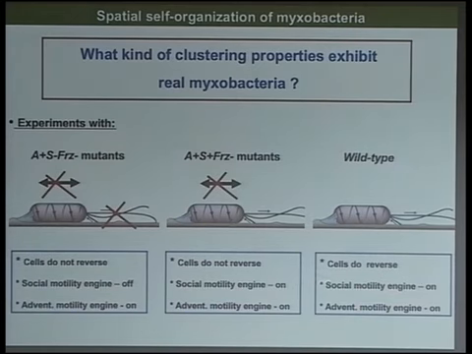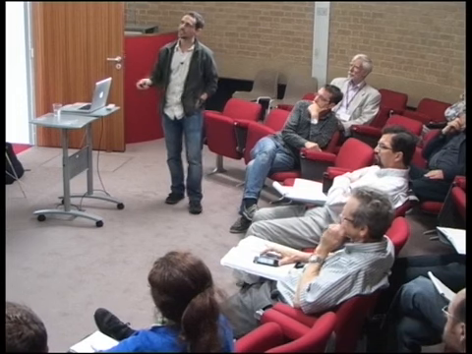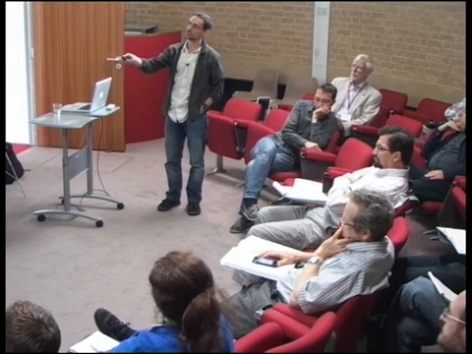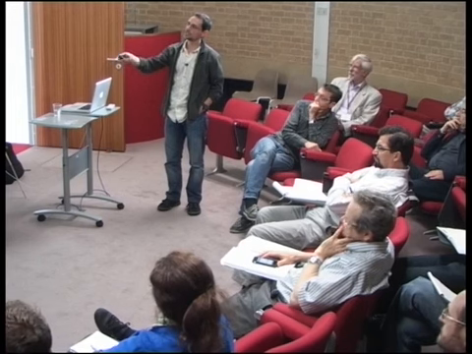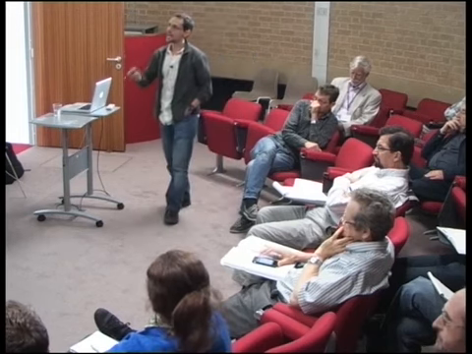The cells reverse. They have the S motility engine and the adventurous motility engine, meaning they have the focal adhesion points, they have the type 4 pili, and the cells do reverse. Now, these are the ones that we studied in more detail. These are the more simple ones. So what they do is they don't reverse. They don't have the type 4 pili, meaning that the adhesivity is not very strong for these mutants.